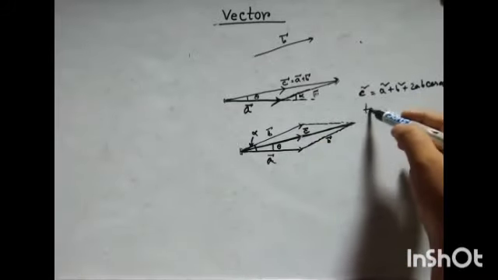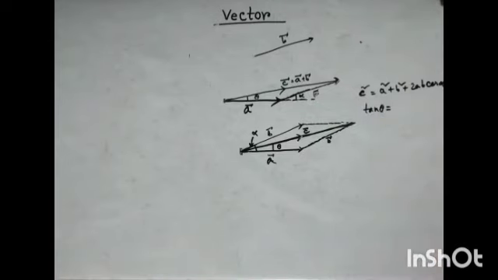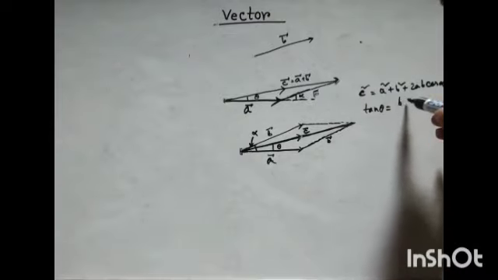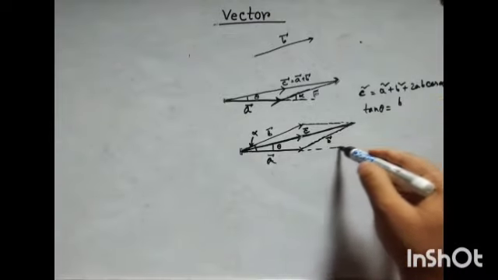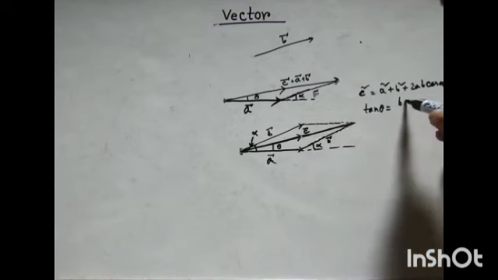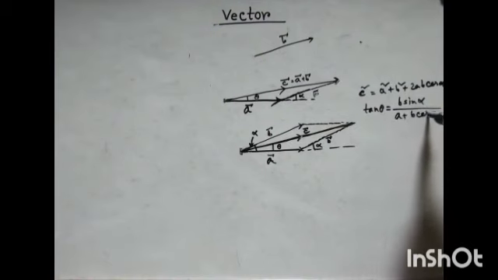And theta is tan theta equal to, what was that, b sin alpha by a plus b cos alpha, where this angle is alpha.